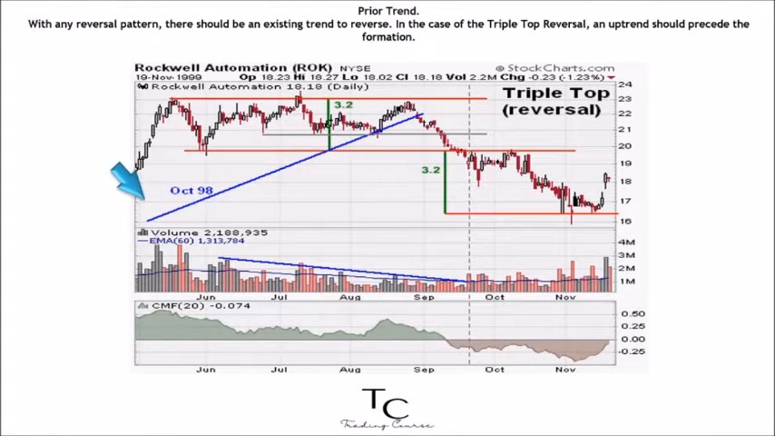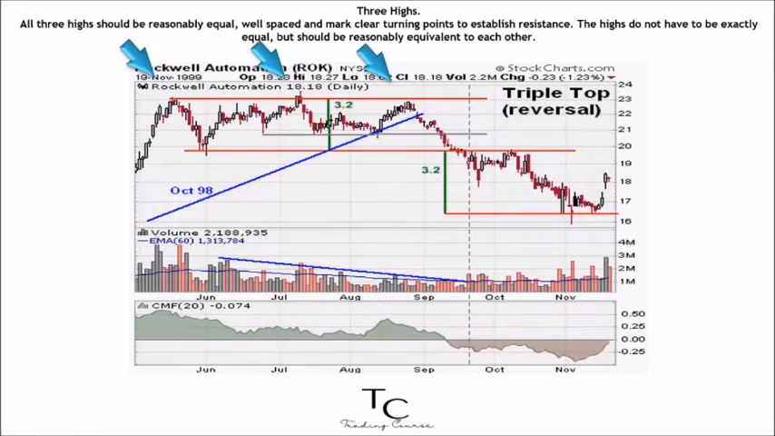Prior trend. With any reversal pattern, there should be an existing trend to reverse. In the case of the triple top reversal, an uptrend should precede the formation. 3 highs. All 3 highs should be reasonably equal, well-spaced and mark clear turning points to establish resistance. The highs do not have to be exactly equal, but should be reasonably equivalent to each other.